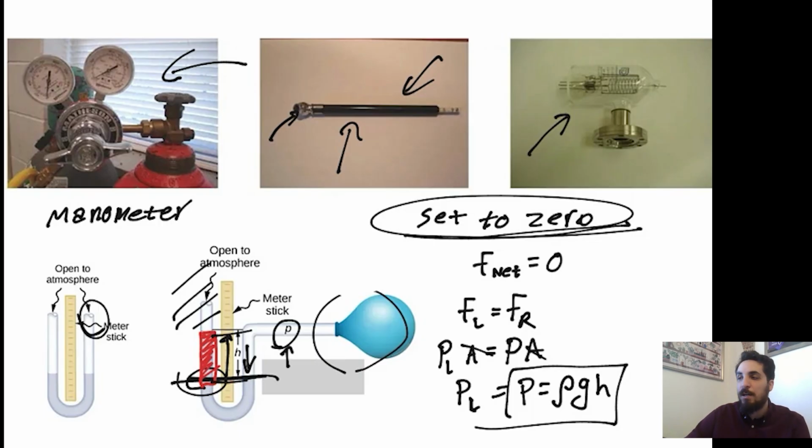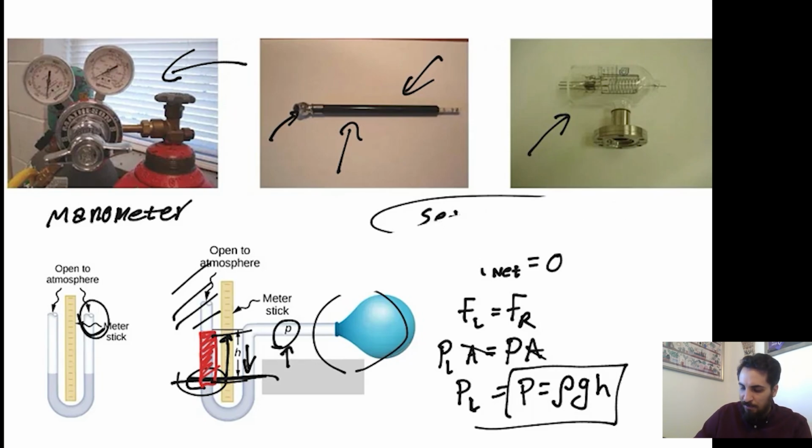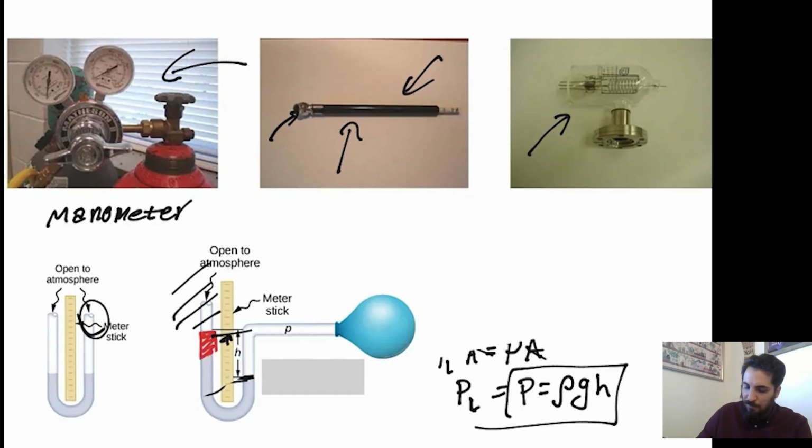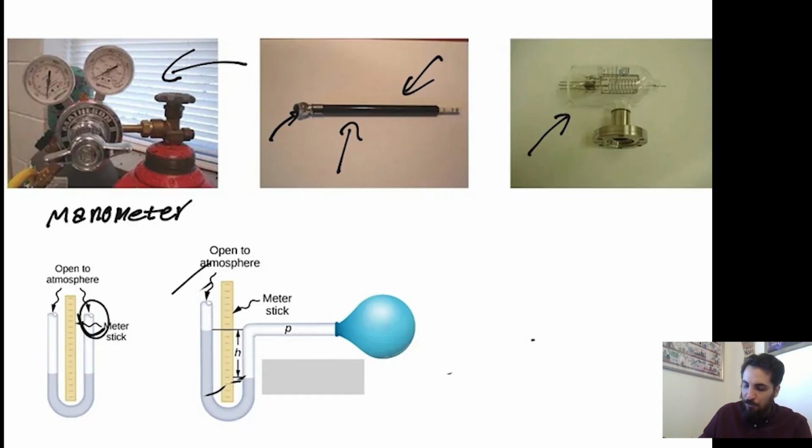This is one way to measure the pressure acting on an object. Now, what's interesting is if we were to take this and instead of putting a balloon on the right-hand side, let's say we make a manometer.